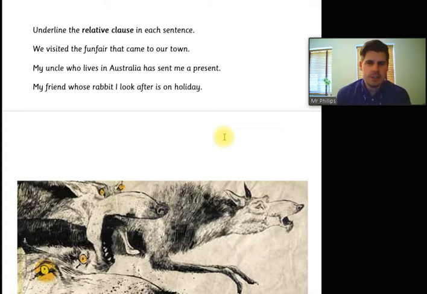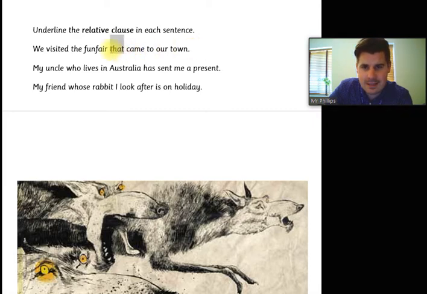Okay, so a relative clause is a clause, or a group of words with a verb in it, that can expand upon a noun. So it sits after a noun and it starts with who, which, where, whose, that. And you know it's a relative clause because it adds information to a noun, but also isn't needed in the sentence. And we could take it away. Let's have a little look. We visited the fun fair that came to our town.